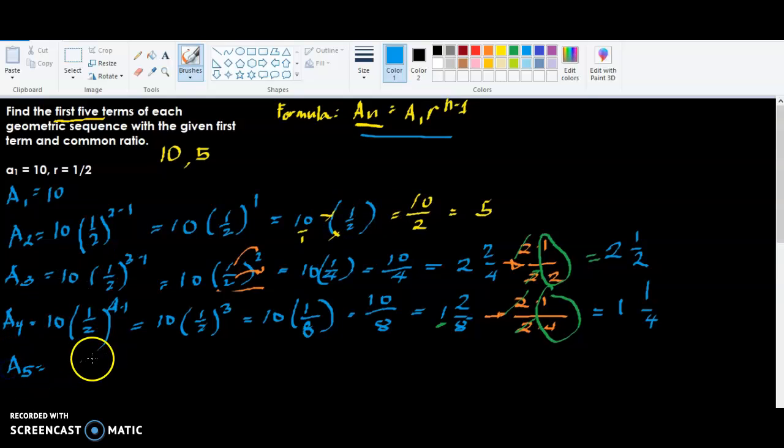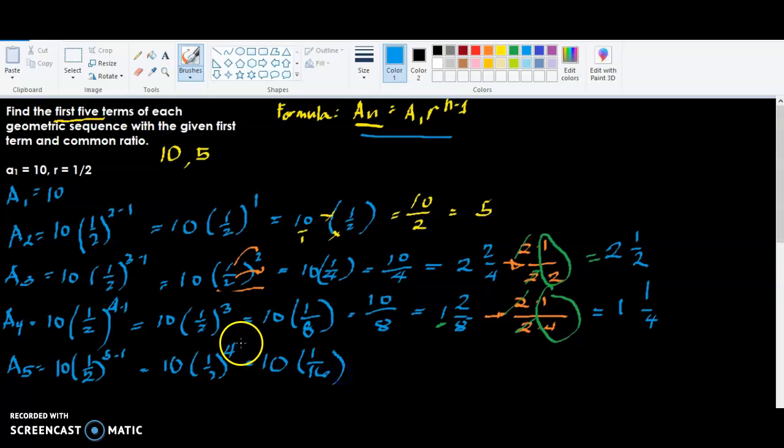So next, we have the last term. We have a sub 5 or the fifth term. So we have 1/2 raised to 5 minus 1. So we have 10. 1/2 is equal to 4. 1/2 raised to 4. So we have 10. 1/2 raised to 4 is the same as 1 over 2 times 2 times 2 times 2. We have 16.